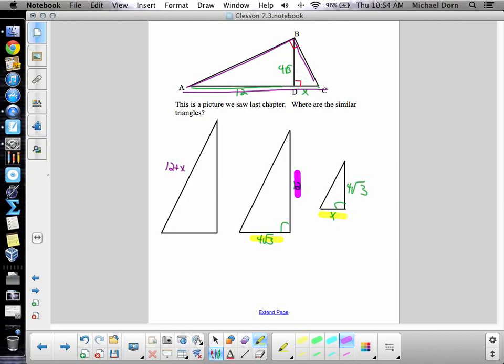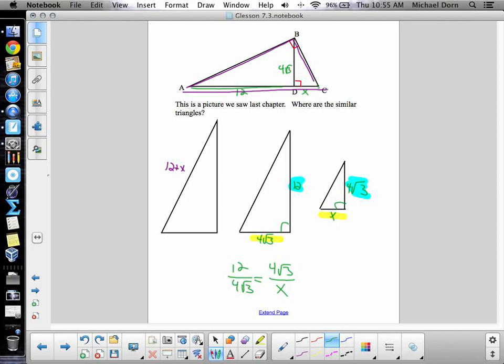Oh, I'm sorry, that came a little dark, so let's try a different color. Let's try the blue. Okay? And they both have that piece. They have corresponding parts, and we're able to set a proportion based on that. 12 over 4 root 3 equals 4 root 3 over x.